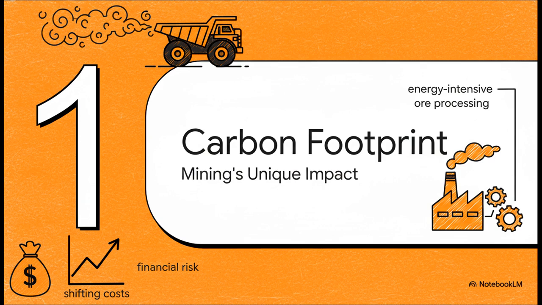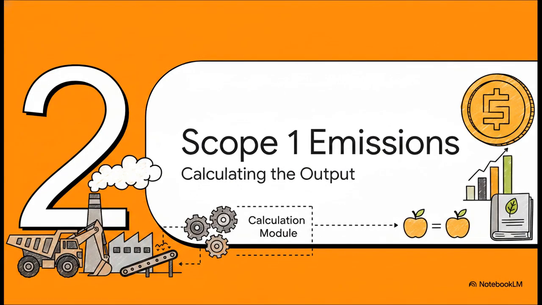Because mining relies so heavily on massive diesel fleets and incredibly energy-intensive ore processing, knowing your exact footprint is really the only way to figure out your vulnerability to shifting costs and carbon taxes. Moving right along to Part 2, calculating Scope 1 emissions. To ensure we have true apples-to-apples comparability across the entire industry, the standard strictly requires you to calculate these emissions using the absolute gold standard methodology, which is the Greenhouse Gas Protocol.